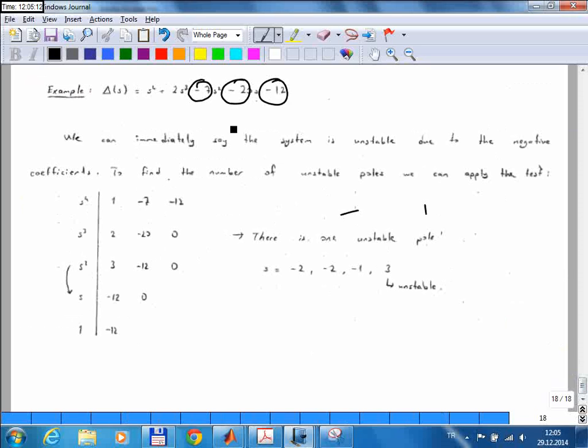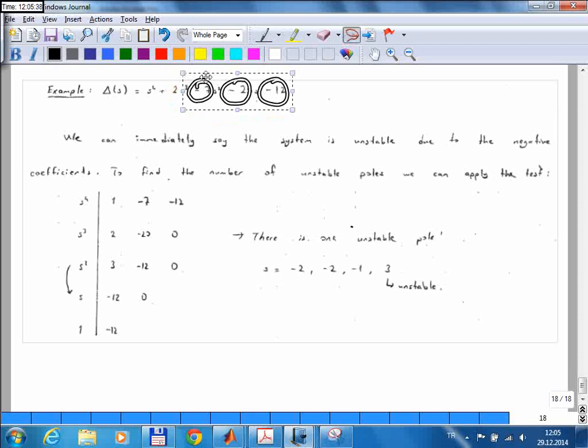But if you are asked the number of unstable poles, there may be a confusion here that since there are 3 negative coefficients, there must be 3 unstable poles. But there's not really a rule like that. So to find out the number of unstable poles, you need to apply the test.